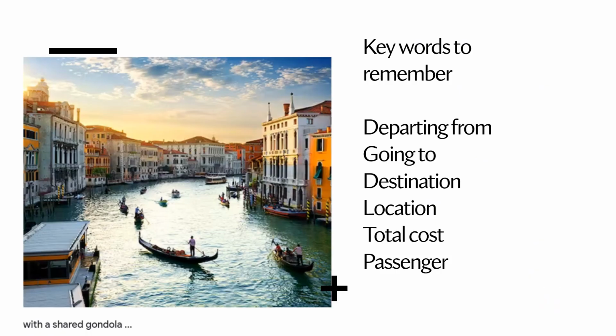I just mentioned taking a trip to Italy, to a place in Italy called Venice. So here you have the picture. Key words to remember, or key phrases to remember: departing from, going to, destination, location, total cost, passenger. I would like for you to write these down and keep them in mind, practicing your English.